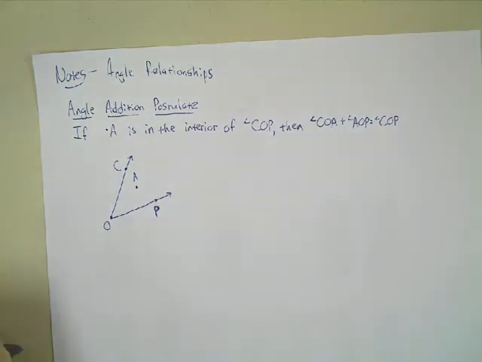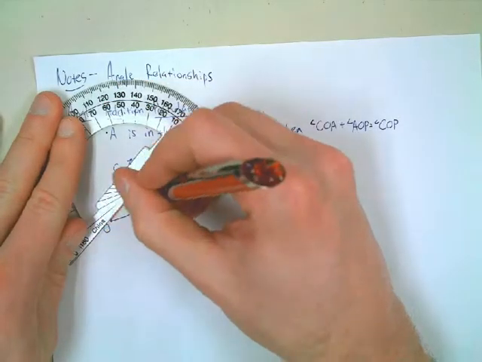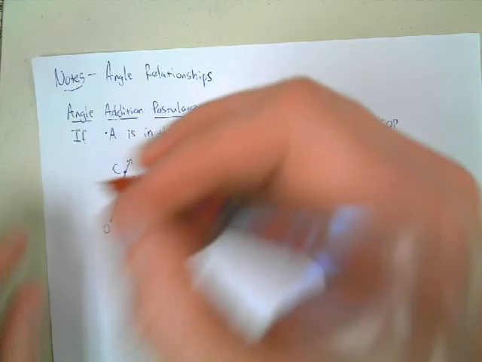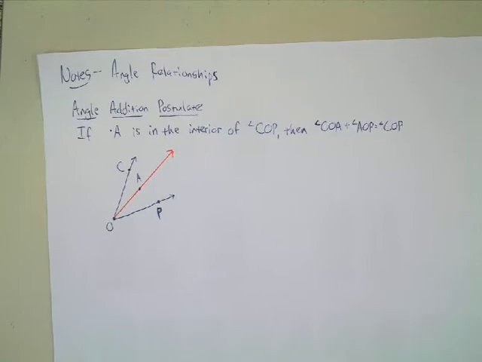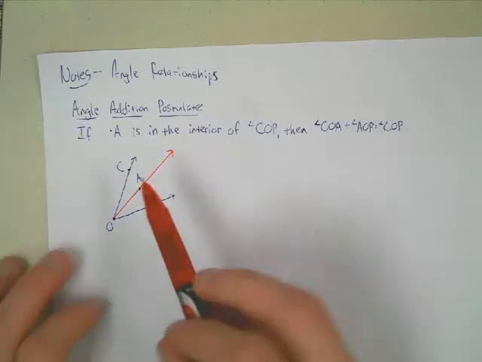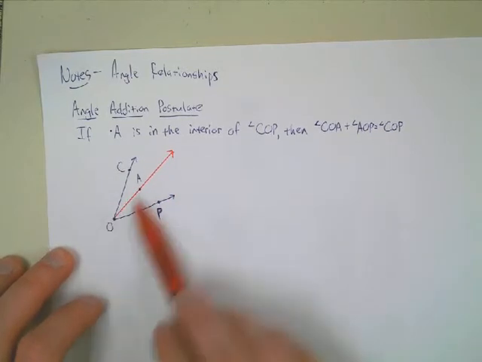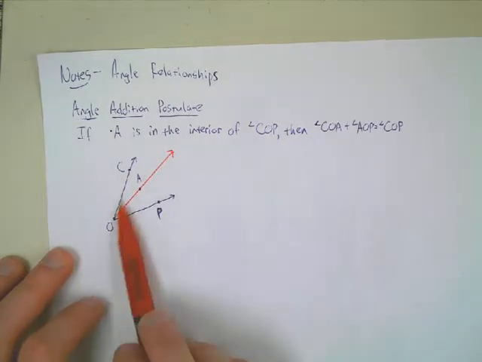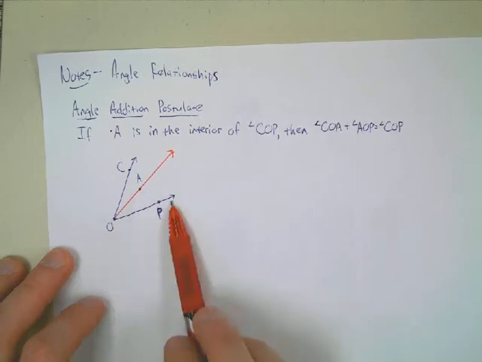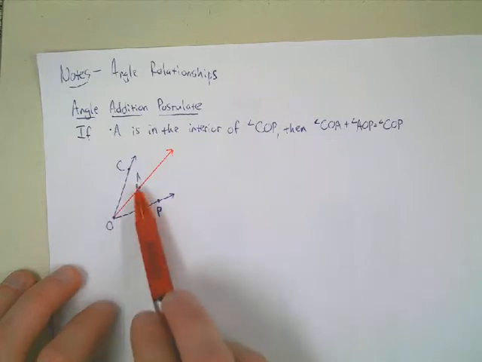And by putting point A in the interior like that, I can create another ray through it. We started with a big angle, angle COP, but with that point A we now created 2 smaller angles, angle COA and angle AOP. How should they relate to angle COP? It would make sense that angle COA and AOP should add up to make angle COP, right?